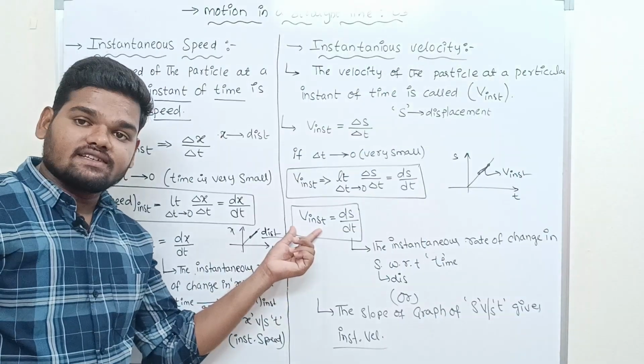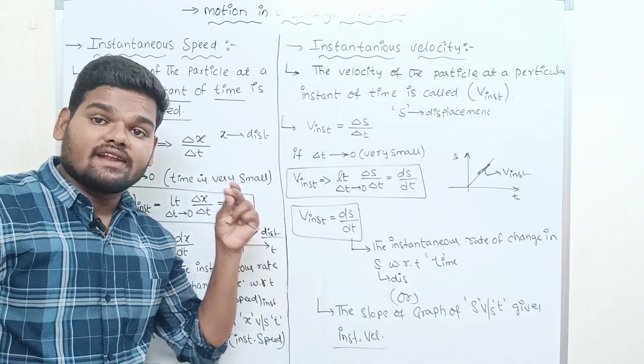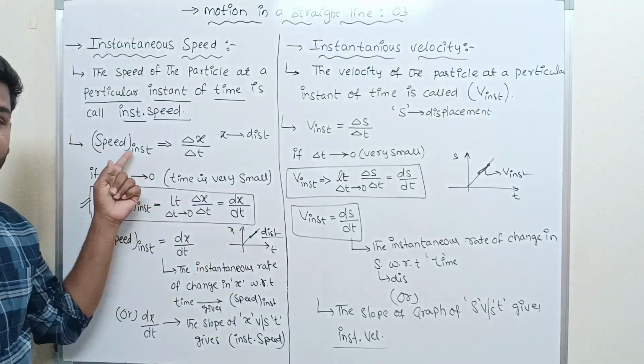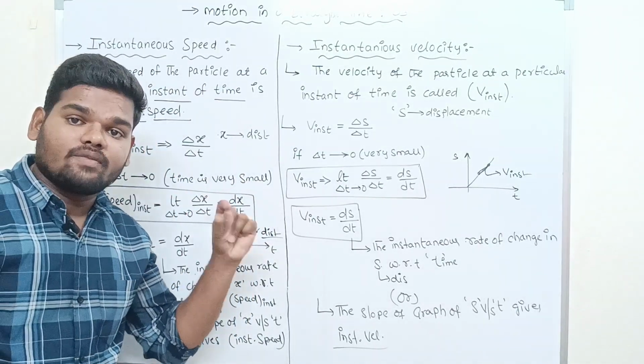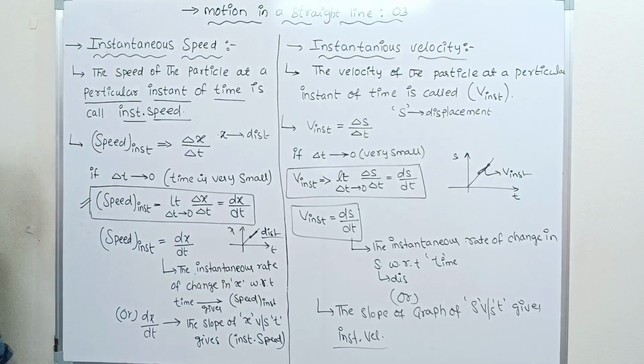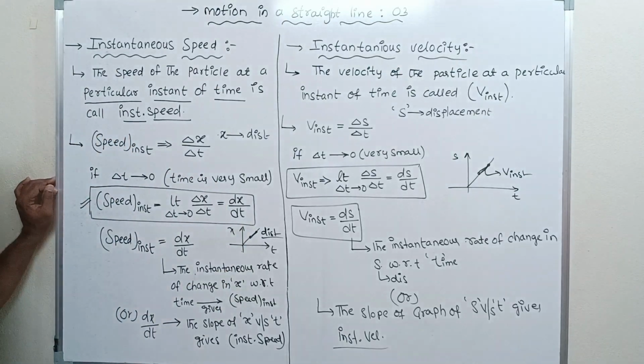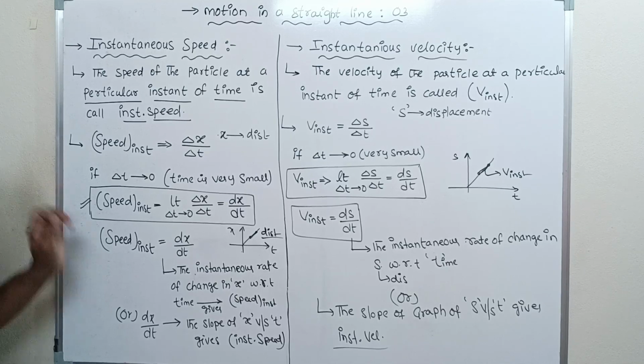So what is instantaneous velocity? The velocity of the particle at a particular instant of time. What is the meaning of instantaneous speed? The speed of the particle at a particular instant of time. Okay, right. So pause the video and write the notes. 3, 2, 1, go.